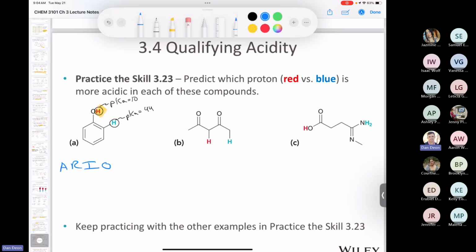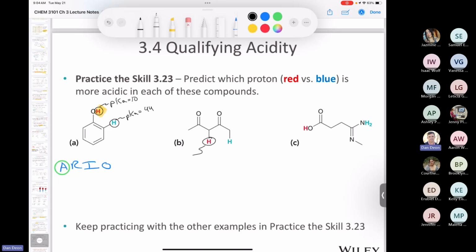But if you used ARIO, which one of those letters would you use to solve this problem? Well, the answer is A. You'd use atom, and you'd be correct, because once you draw the conjugate base, the negative charge on an oxygen is much more comfortable than the negative charge on a carbon.